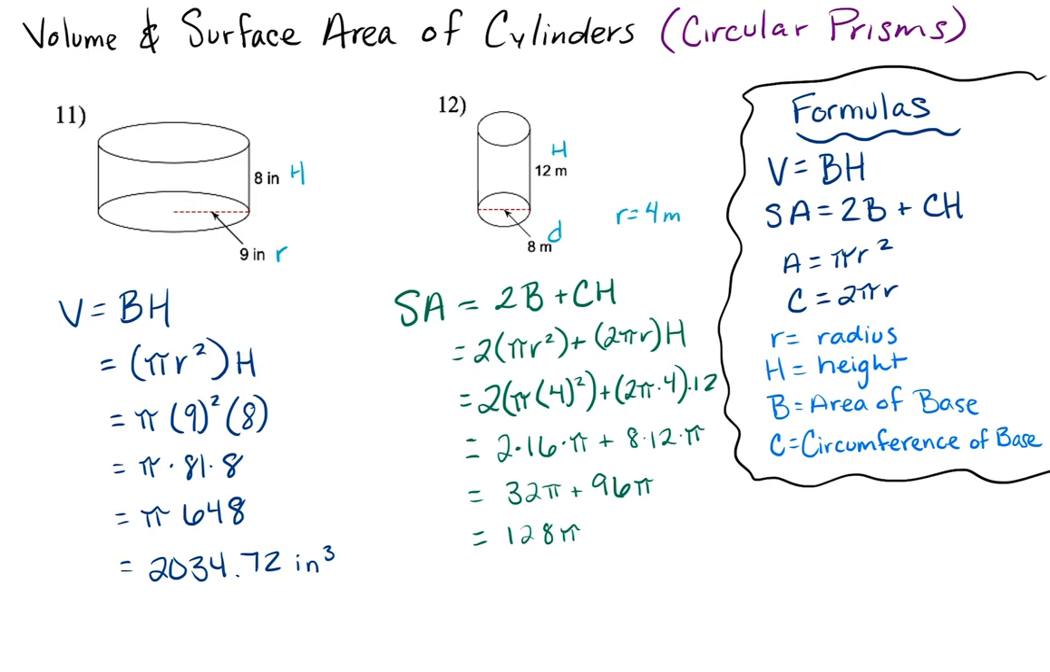Since I'm using 3.14 for pi, I wanted to wait to do any calculating with pi until I had it as simplified as possible. So in the calculator, I'm going to do 128 times 3.14, which will give me 401.92 meters squared, because we are dealing with surface area. If I was to take wrapping paper and wrap this cylinder, it would take 401.92 square meters of wrapping paper to accomplish that.